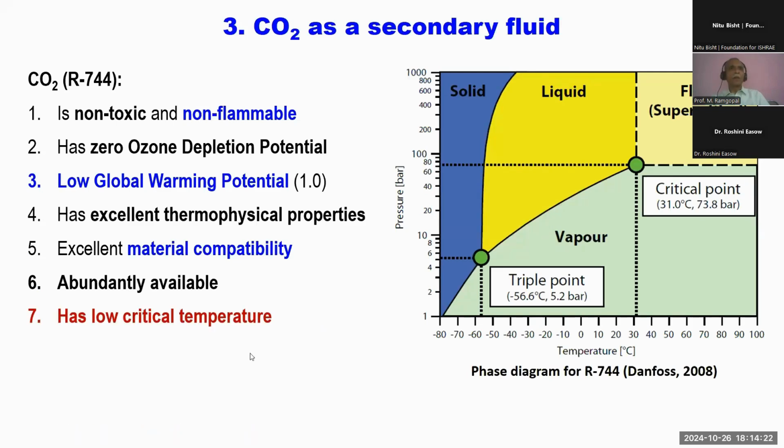Okay. One important characteristic of carbon dioxide is that it has a relatively low critical temperature when we compare it with other refrigerants. For example, its critical temperature is 31 degrees and critical pressure is around 74 bar. So this gives rise to many challenges and also many opportunities. We'll see that later.